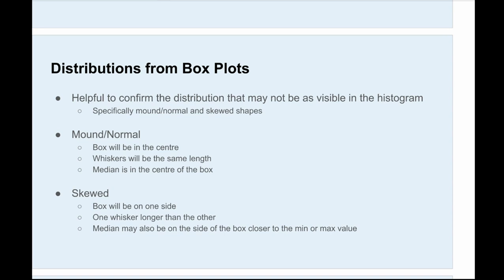With our mound and normal shapes, our box should be in the center, the whiskers will be the same length, and the median is in the center of the box. If it's skewed, the box will be on one side, one whisker will be longer than the other, and the median may be on the side of the box closer to the max or minimum value. So again, this is helpful because this takes out some of the guessing if we're not too sure of the histogram, especially if we're not too sure of our interval size.